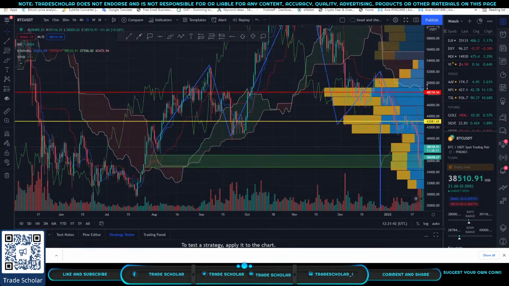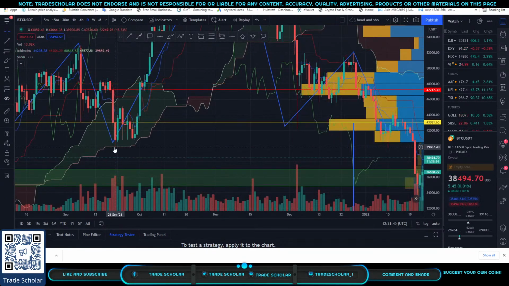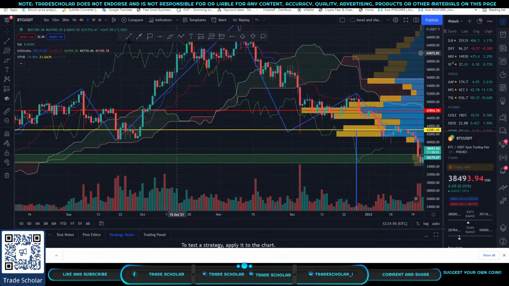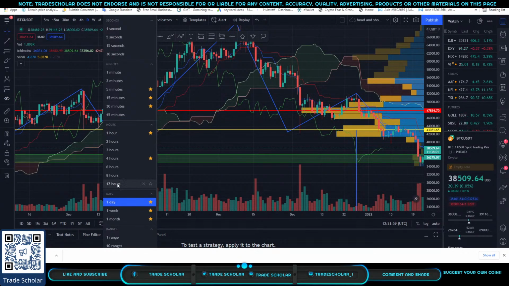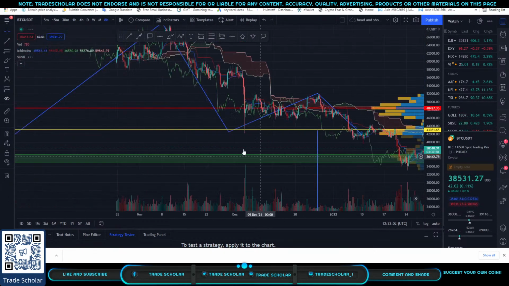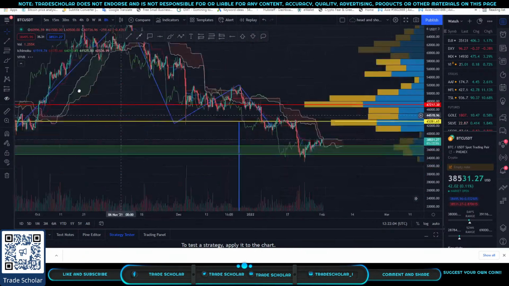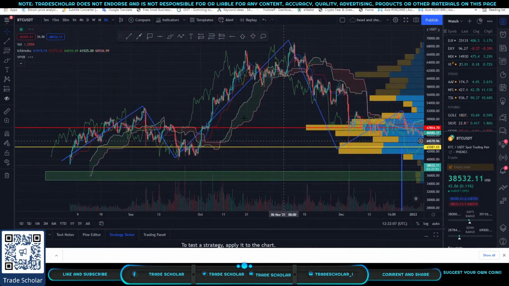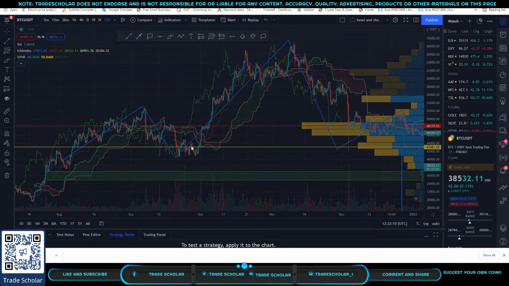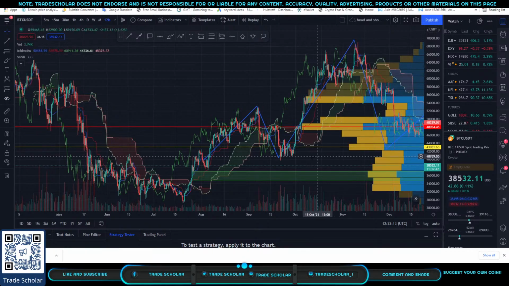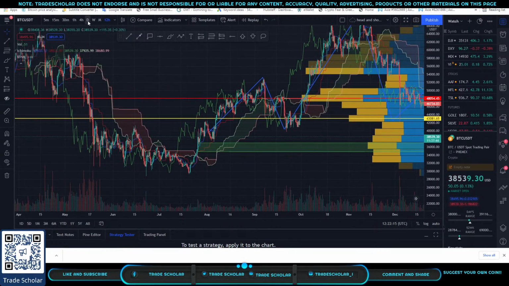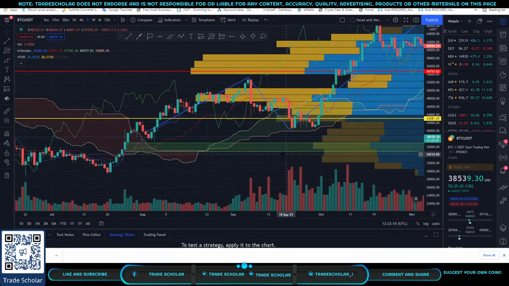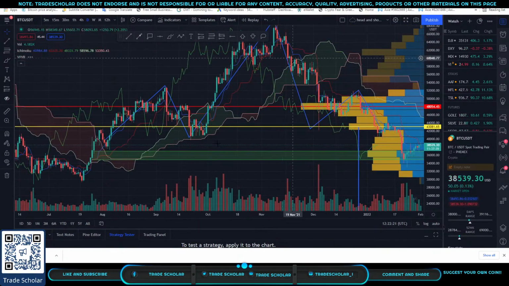Look at this cloud right here. Been bombarded: 1, 2, 3, 4, 5, 6, 7, 8. It has been tested, but it did not break. So after touching it again, it pumped to the upside. Let me check the 8 hours. Okay, 1 day. So we can find here, it's being supported right here, and then it pumps again.